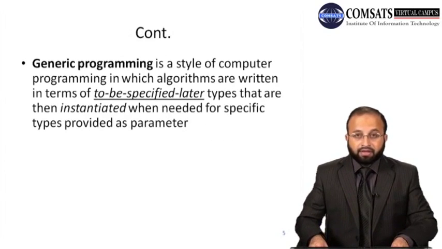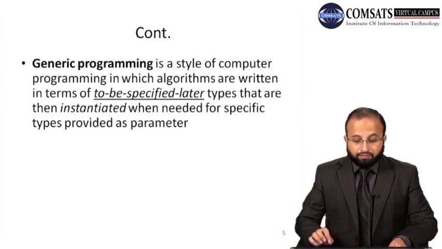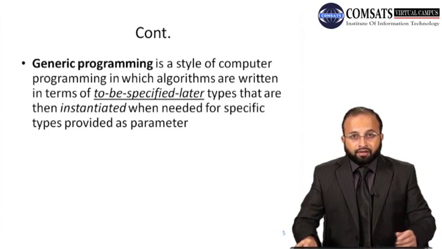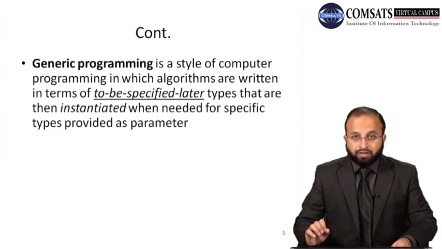So generic programming is a style of computer programming in which algorithms are written in terms of to-be-specified-later types. Which types are to be specified later? Types we will define later; at what time, we will see. So to-be-specified-later types that are then instantiated when needed for specific types provided as parameters. So when you use it in the main function, for example if I am using max for int, then that function is instantiated for an integer type, when needed for a specific type provided as a parameter.